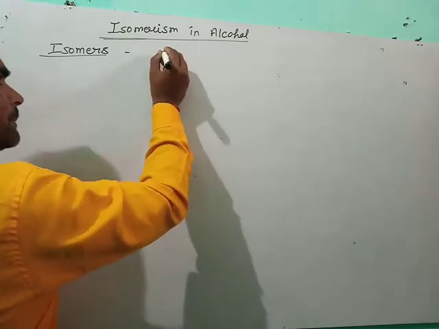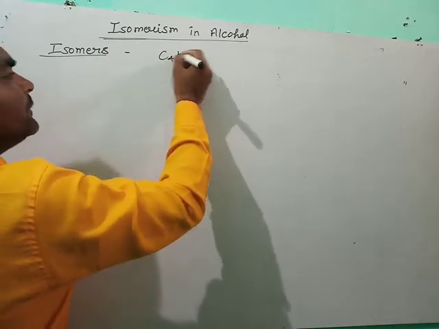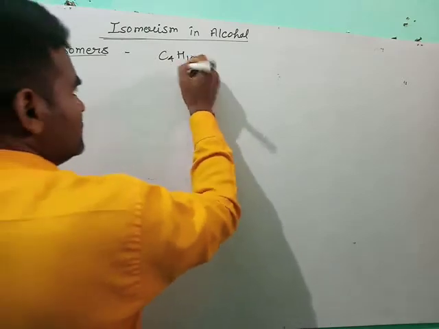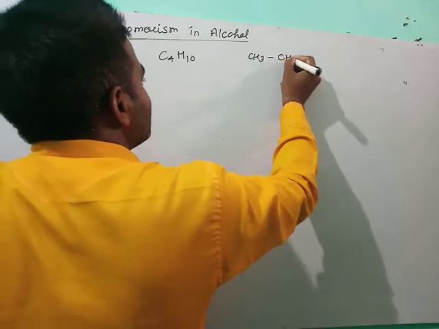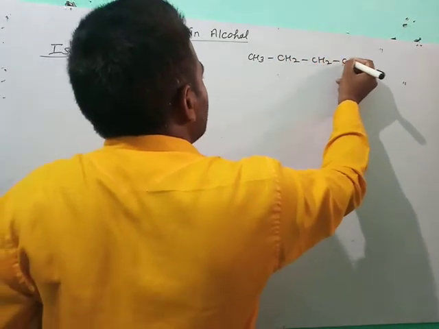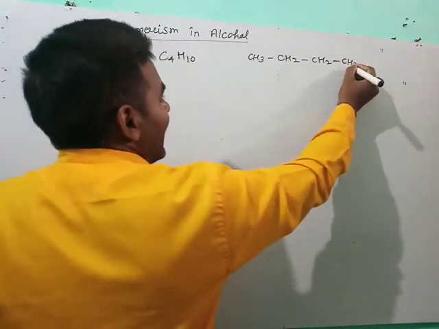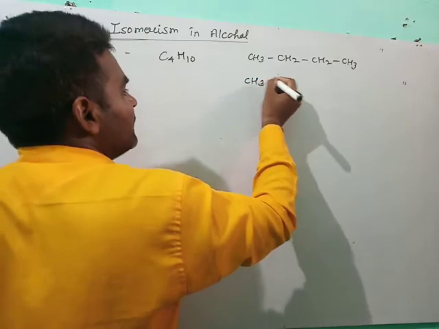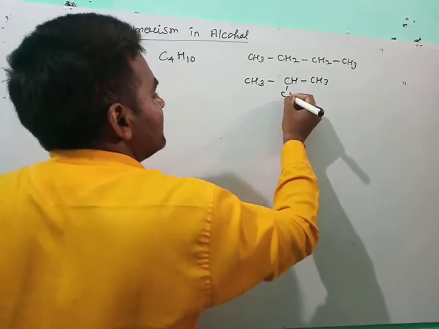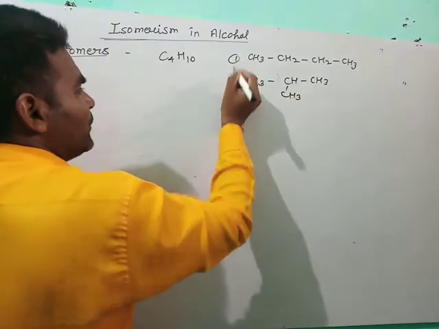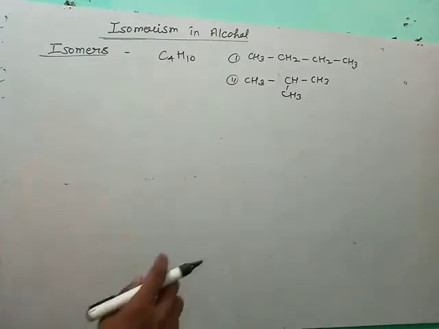For example, we have a general formula C4H10. This molecular formula is present in two types: CH3, CH2, CH2 and CH3, 4 carbon with 10 hydrogen, and another type CH3, CH, CH3 and CH3. Both examples have the same molecular formula C4H10.